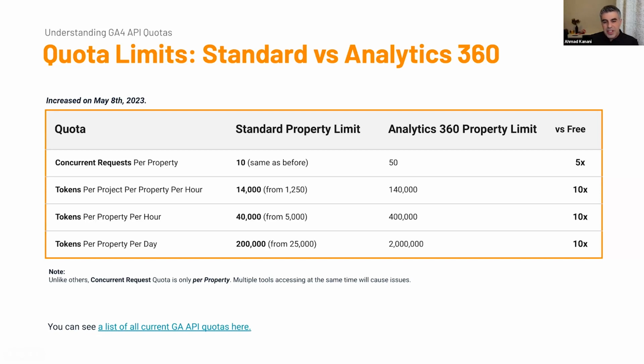Something to note is that the concurrent request limit is only per property. It is not per project. So different projects, a Google Sheet, a script, a third-party connector, a SaaS platform, your Looker Studio, all trying to connect to the same property at the same time, even if each one of them sends 3 questions and it is more than 10 in total, you will hit the quota limit for that property. So you need to keep all your usage in mind when dealing with concurrent requests per property.